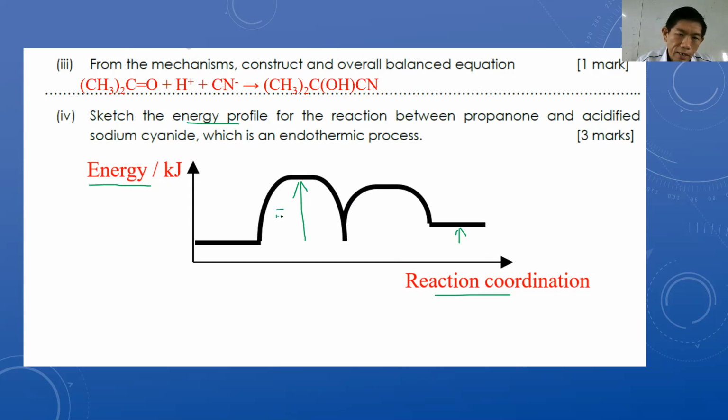So this is the EA, and this is the delta H. So delta H is positive. And then if you want, you can also label what are the reactants and what are the products in here. So try to express as completely as possible in here. So that is for question number 6.